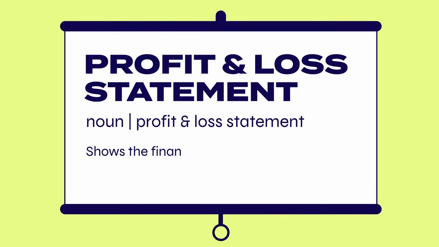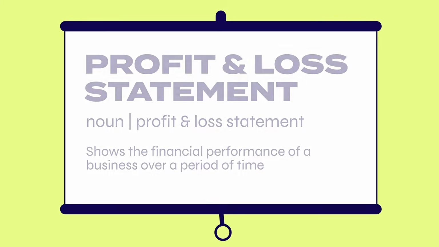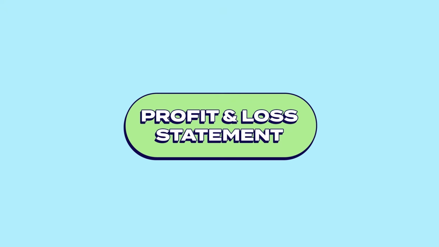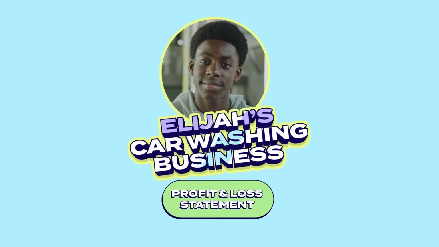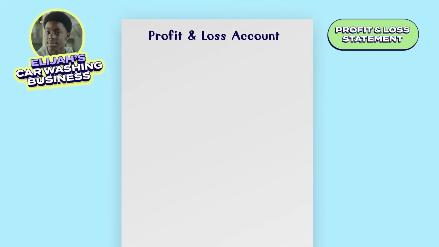A profit and loss statement shows the financial performance of a business over a period of time. It normally covers a whole year, but could also be drawn up for other periods of a number of days, weeks, or months. Let's look at a really quick example of building a profit and loss statement using the largest car washing business. Elijah is preparing his own profit and loss account, and he starts by recording his sales.